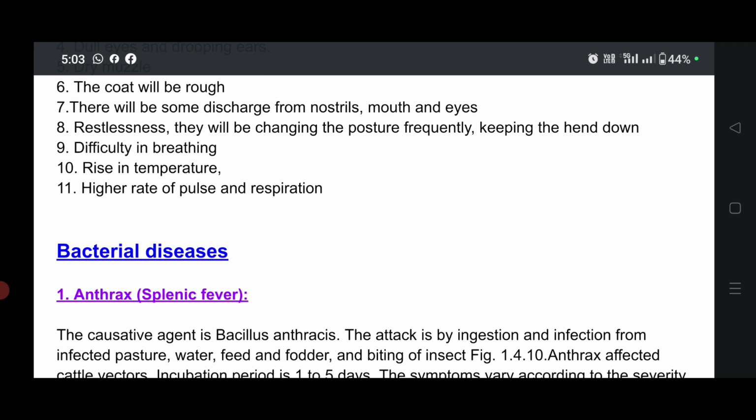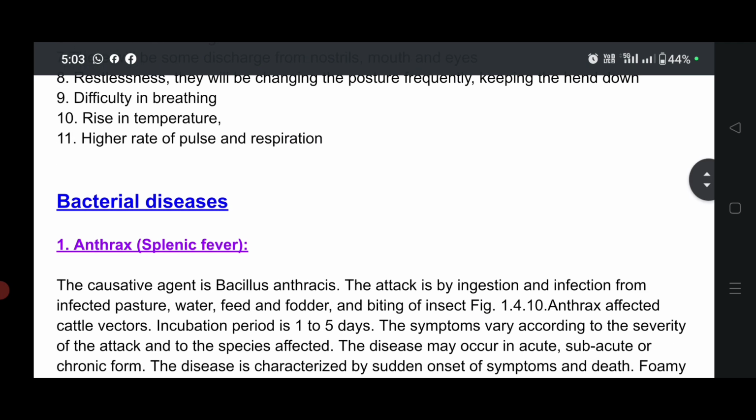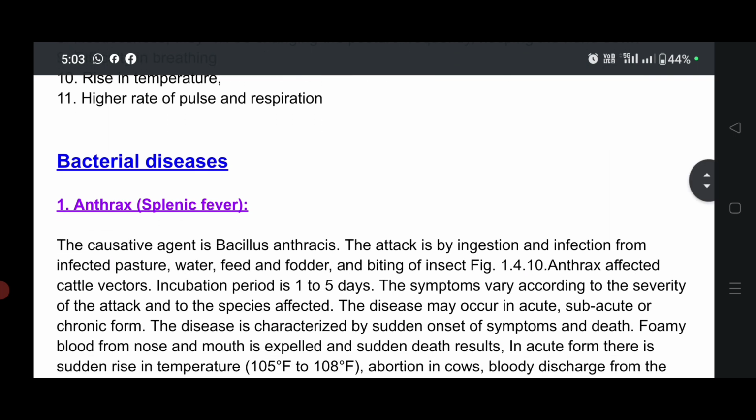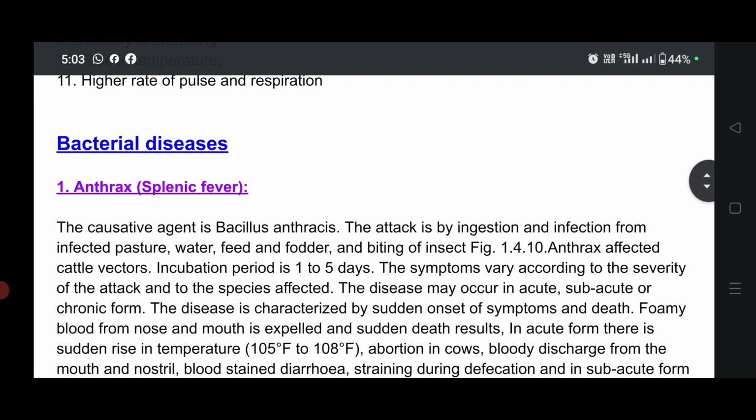Bacterial diseases. 1. Anthrax, splenic fever. The causative agent is Bacillus anthracis. The attack is by ingestion and infection from infected pasture, water, feed and fodder, and biting of insect flies. Anthrax affected cattle vectors. Incubation period is 1 to 5 days.